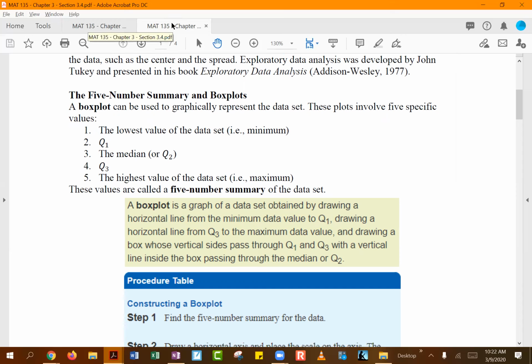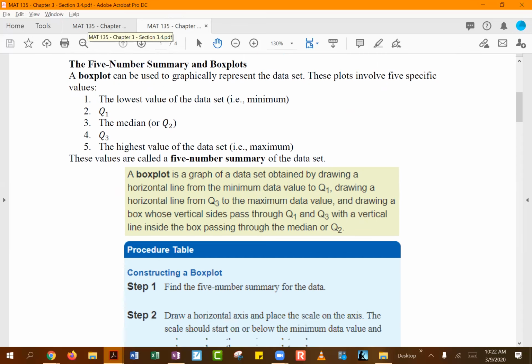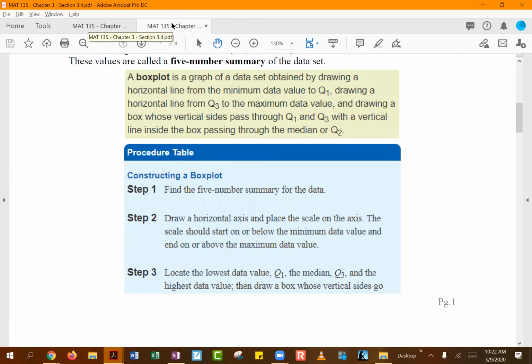And those are the exact 5 values we use when we are graphing a box plot. For your box plot, you can see the definition right here, but start by finding that 5-number summary. And then basically all you are doing is drawing a horizontal axis and placing your scale on it.